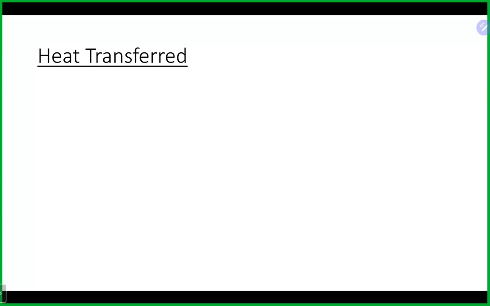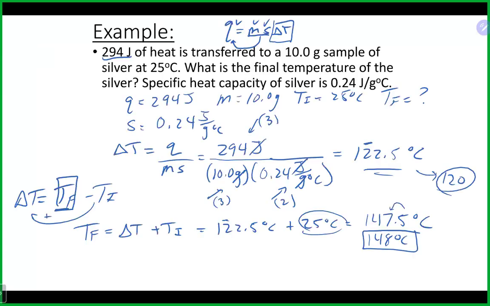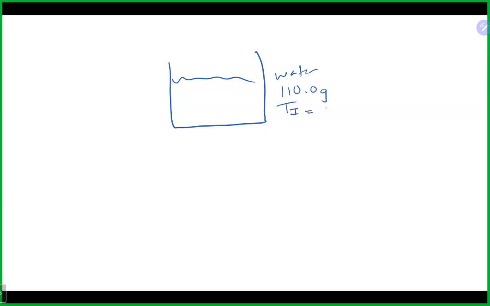So if we take a look at this situation, let's say that we had a beaker of water here, and we'll go with 110 grams of water. We'll say the initial temperature of my water was 27 degrees Celsius. And we have a piece of metal over here.